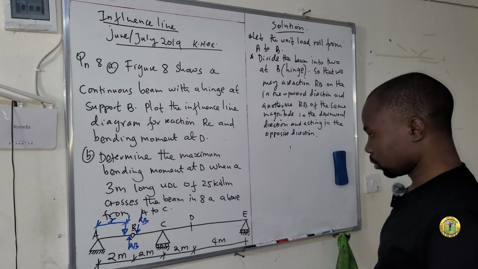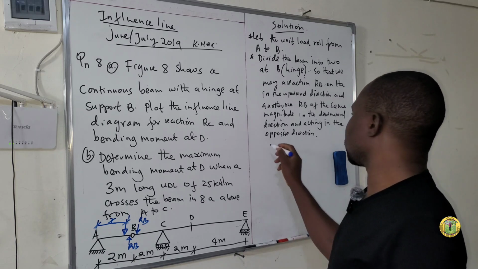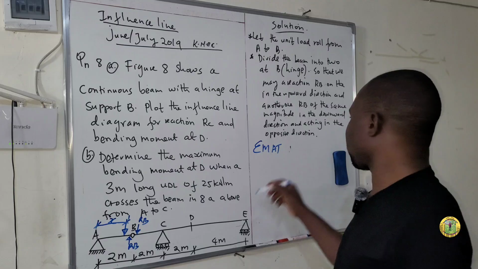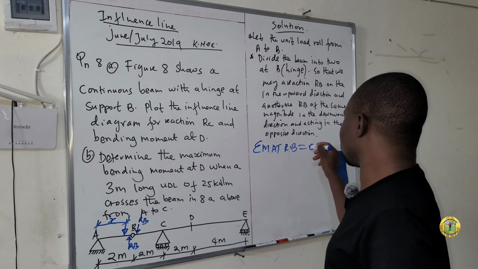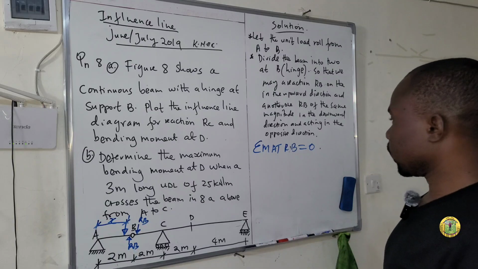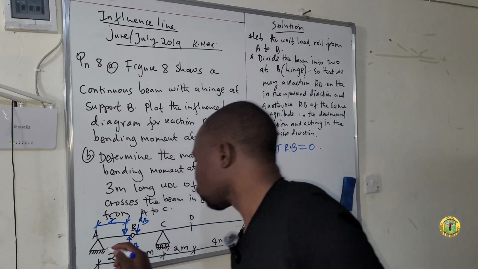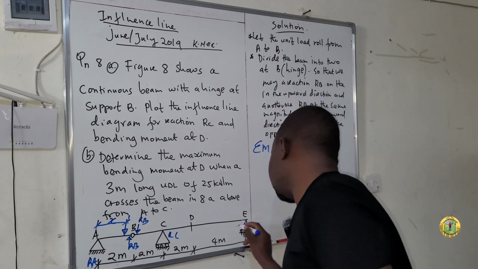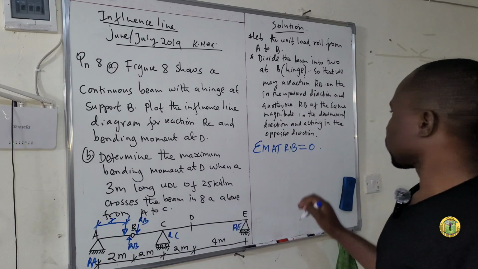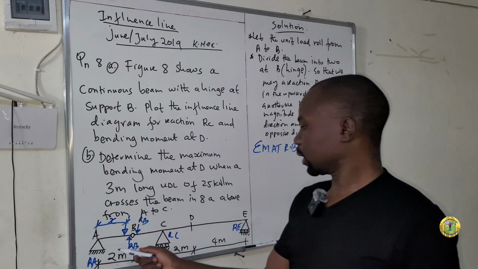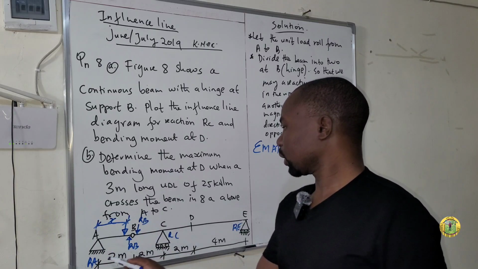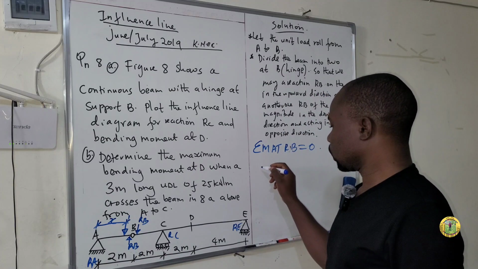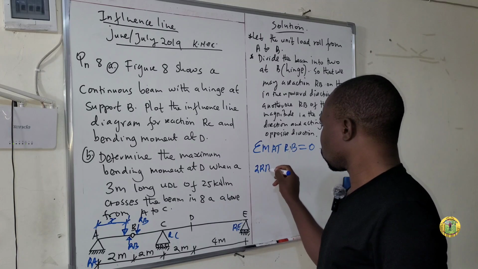After having done so, you can now sum moments at any point. Let's consider RB. Summation of moment at RB is equal to 0. In which direction is RA moving in reference to RB? So this is RA, this is RC, and this is RE, like that. So summation of moment at RB is equal to 0. It means RA is moving in a clockwise direction in reference to RB. So we have RA times 2, so this is 2RA.